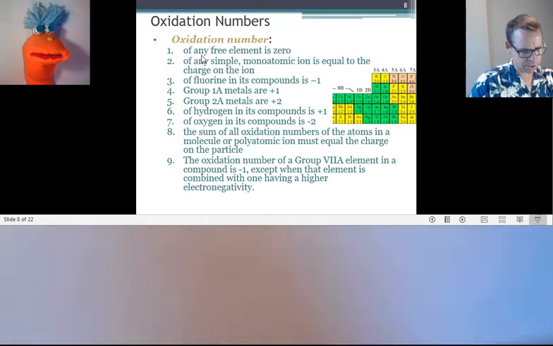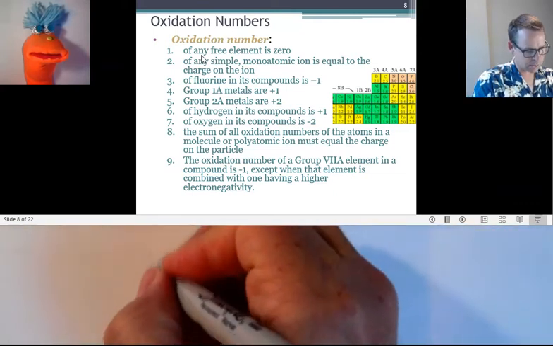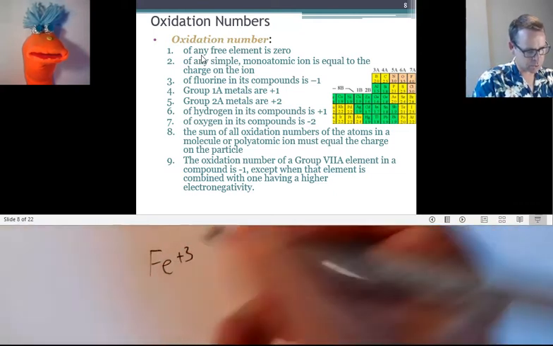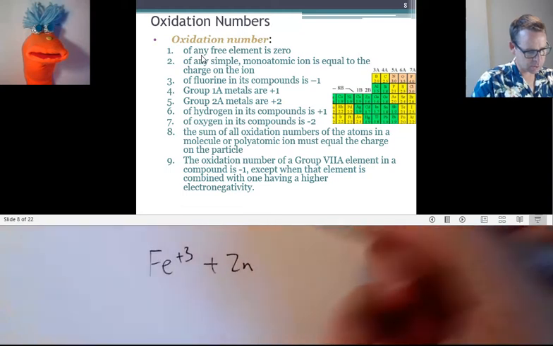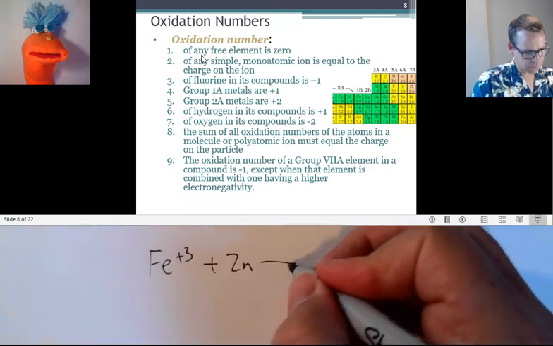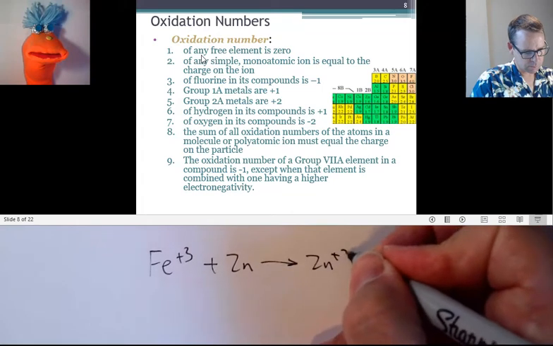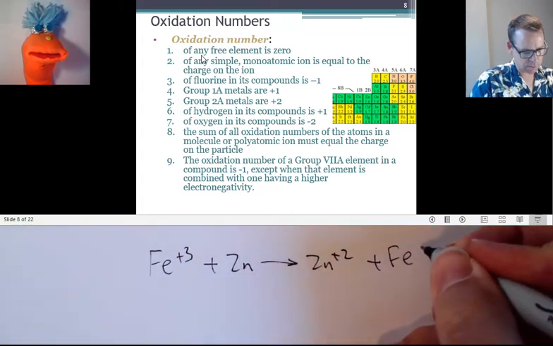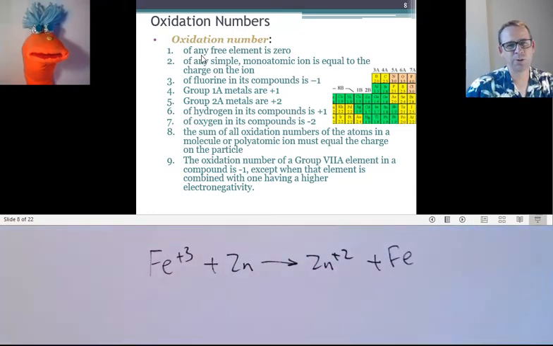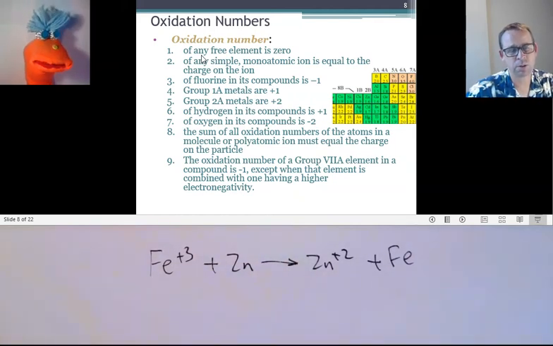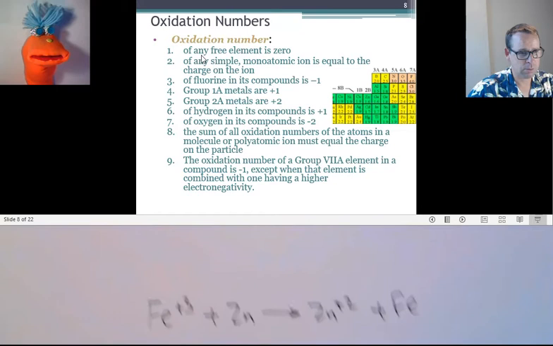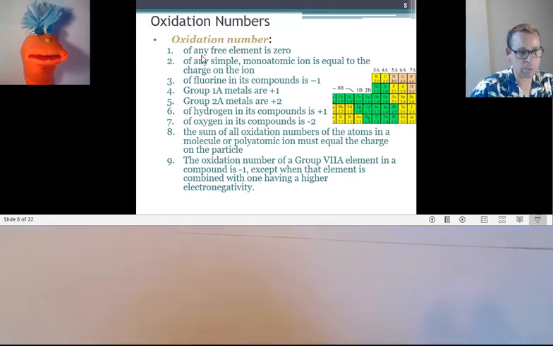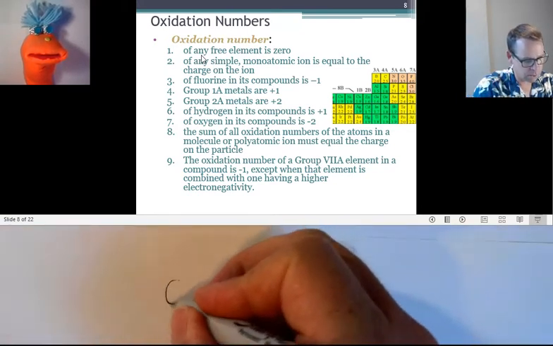We did some pretty easy problems where we said something like iron plus 3 combining with zinc, for example, and we said if zinc was oxidized like this and iron becomes reduced, right? It's kind of easy to look at these elements and see which has been oxidized and which has been reduced. However, there are other kinds of chemical reaction or redox reactions. This is one of them.